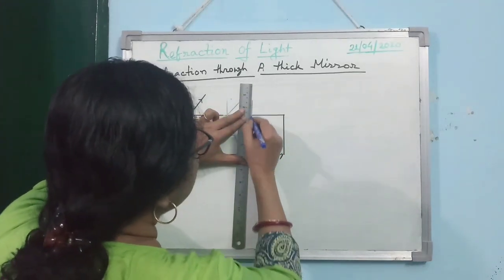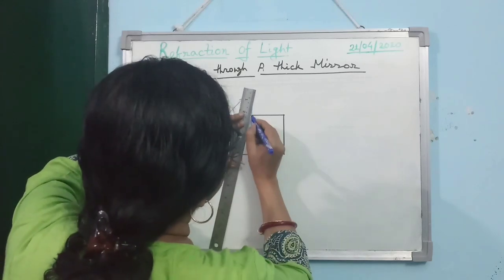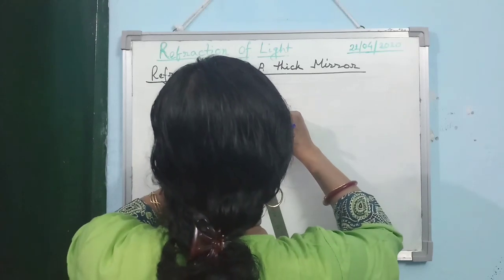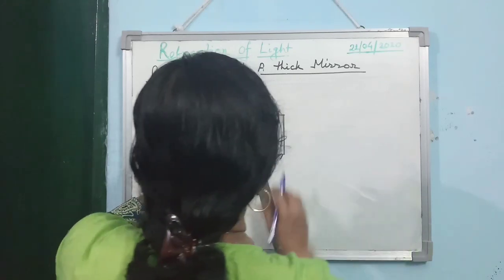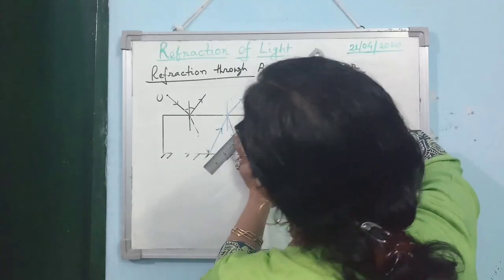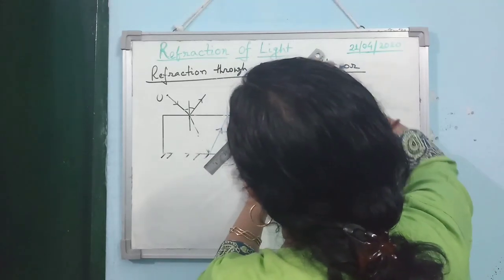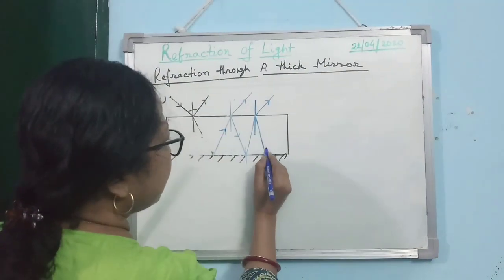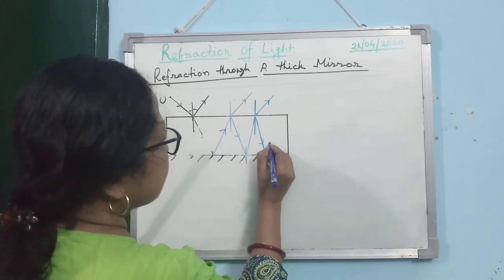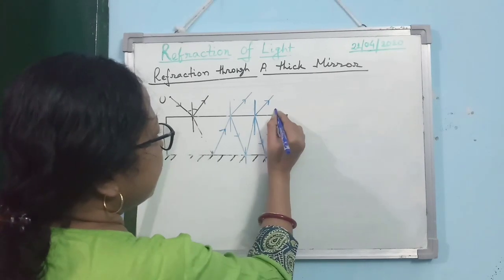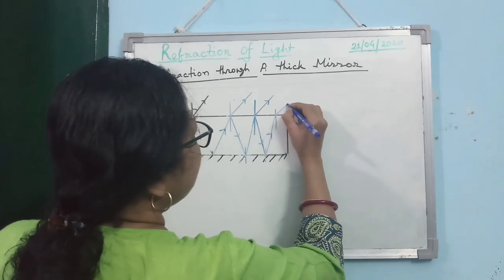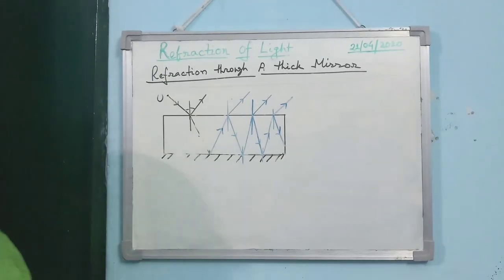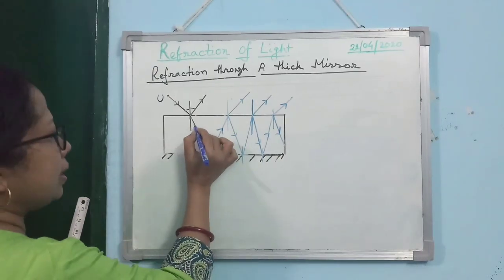Then when it will come here, then what will happen? It will suffer reflection as well as refraction. So when it will suffer refraction, it should be parallel to the previous rays. Then again what will happen here? It will suffer reflection, and then here again it will suffer refraction and reflection. So you see it is coming out now. Is that clear? So you see what is happening here.